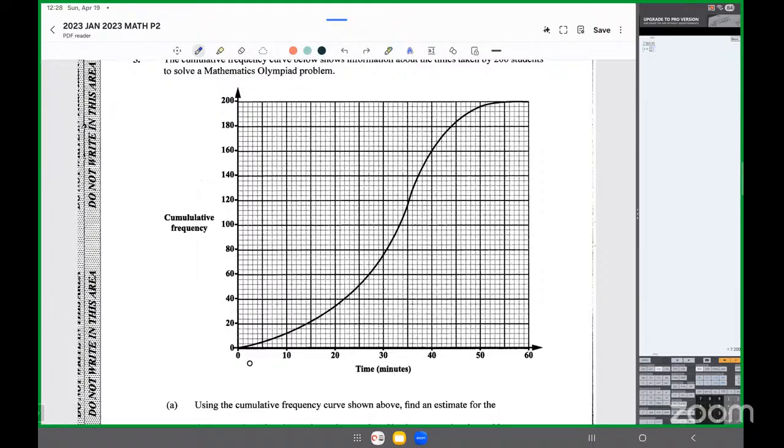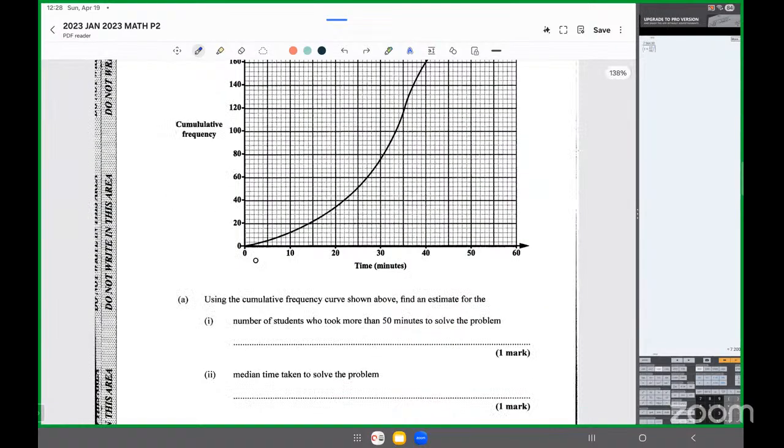All right? The question says, use the cumulative frequency above to find an estimate for the number of students who took more than 50 minutes. So I know that it's a less than or equal to graph, because the graph is going to show you how many people took less than or equal to 50. The rest of them took more. They asked me how many took more than 50 minutes because they know the graph is going to show me how many took less than or equal to 50 minutes. You understand?